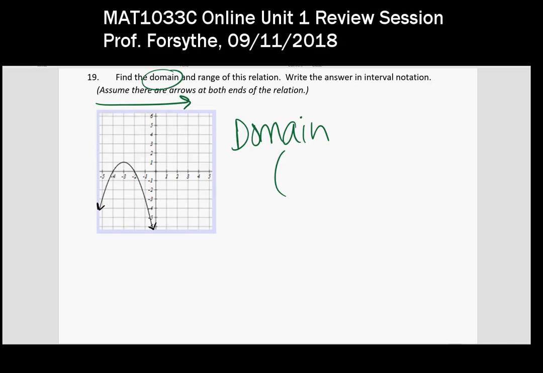What do you guys think for your domain? I already gave you one hint because I was about to write it. Yes, it starts at -infinity. Very good. And it's going to go all the way to, hey, I like it, +infinity. Very good.